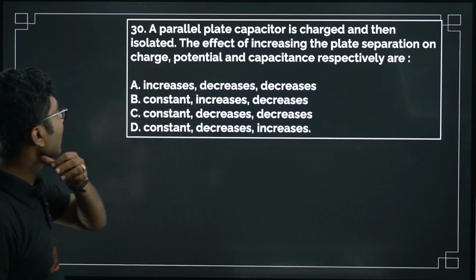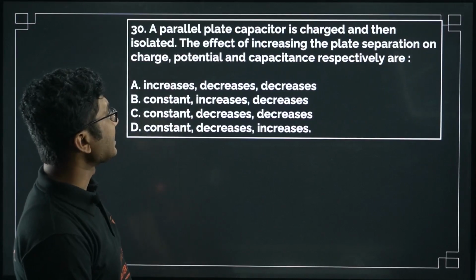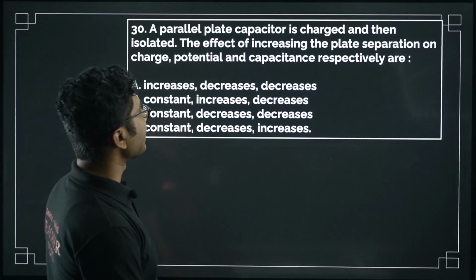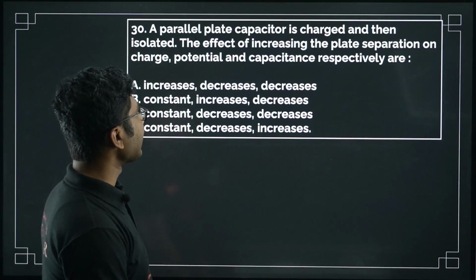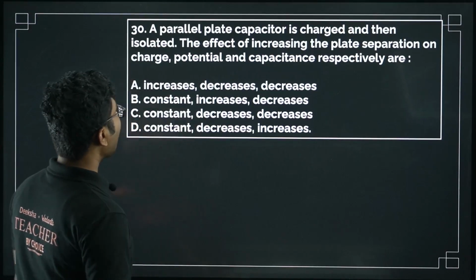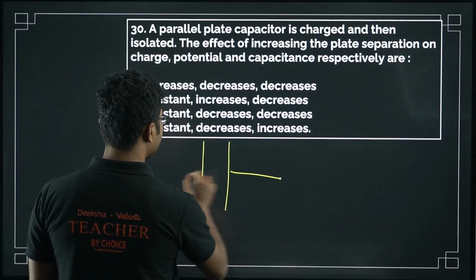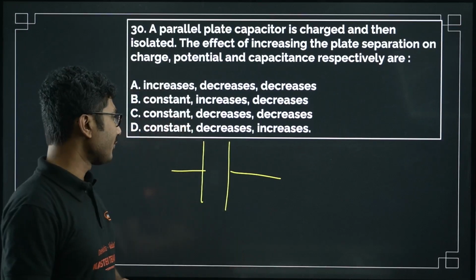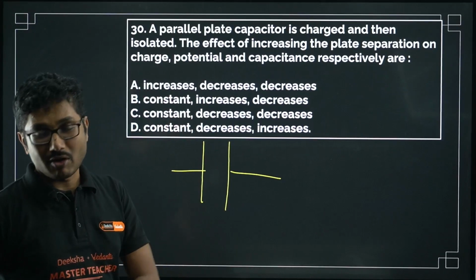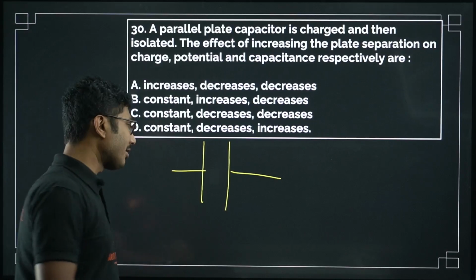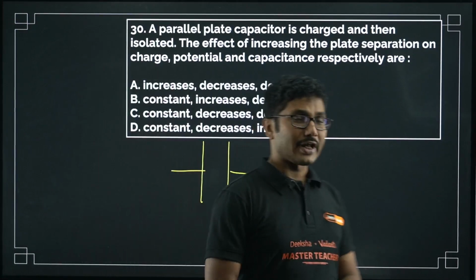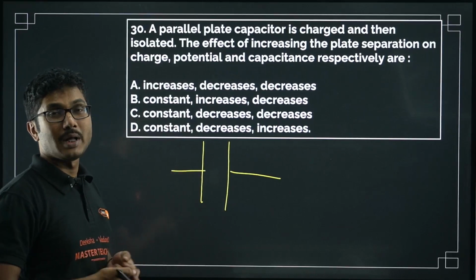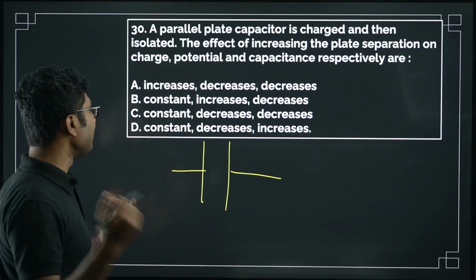Now let's move on to the last question. A parallel plate capacitor is charged and then isolated. What is the effect of increasing the plate separation on the charge, potential and the capacitance respectively? So you have a parallel plate capacitor, it is fully charged, and then you have increased the distance between them. So first of all you have to remember that the charge remains constant. Charge is conserved. You cannot increase or decrease the charge of an isolated system. So this is an isolated system. Even if you are increasing the distance between them, the system is still isolated, so charge will remain constant.